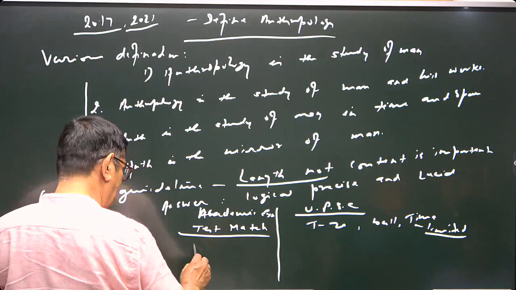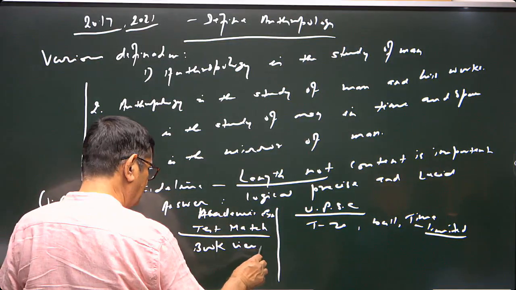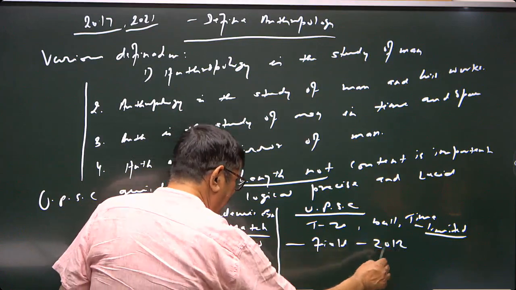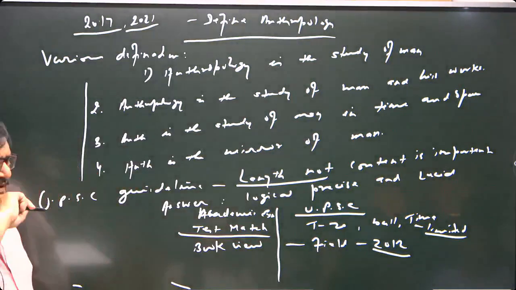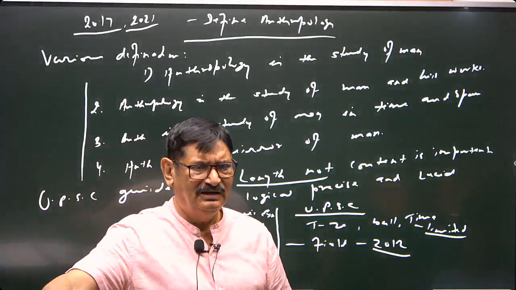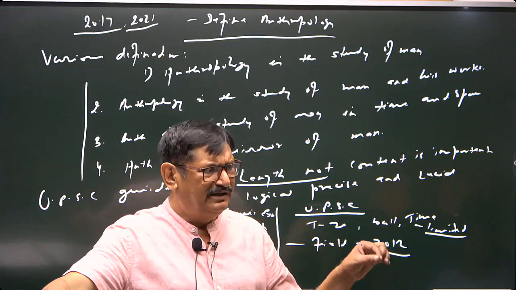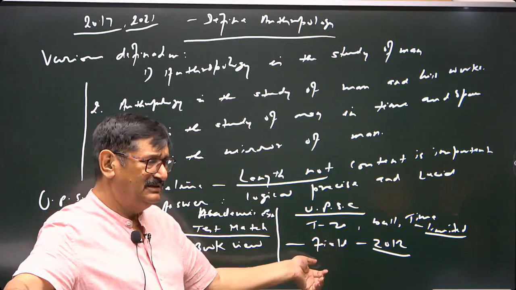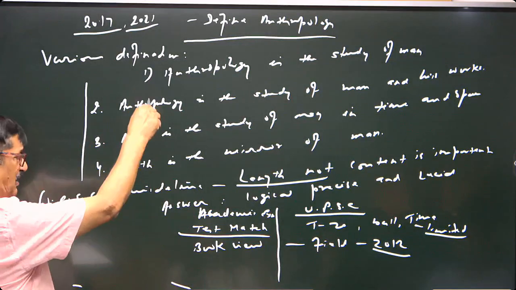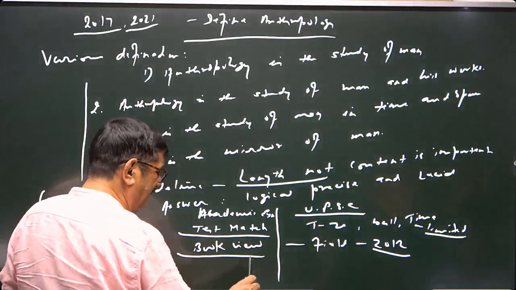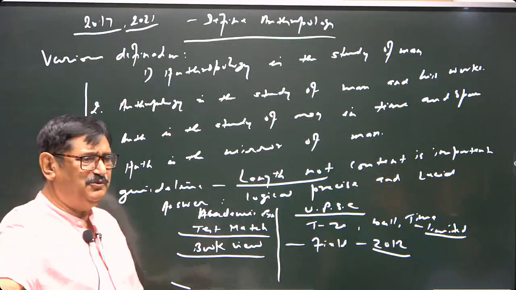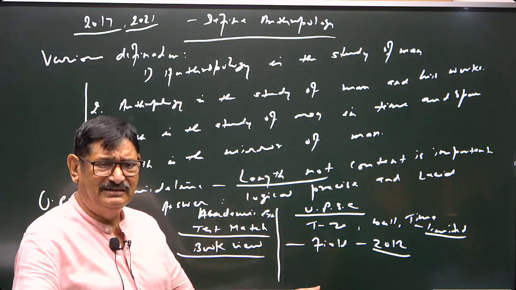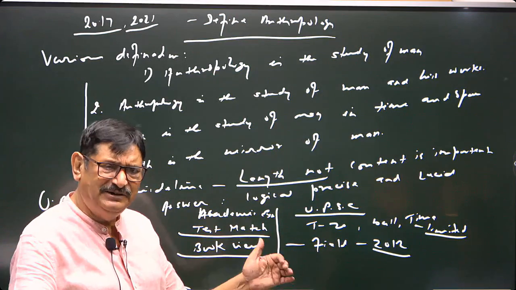It tests book view and field view. Actually, this question in 2012 was a question on book view and field view. Book view is the theoretical view. Field view is the realistic view, the actuality that exists. UPSC tests this sort of knowledge. Simply giving definitions one by one, citing a scholar, is not enough. You have to exemplify through examples that exist in society. What is the actual reality of the society? This view is very important.